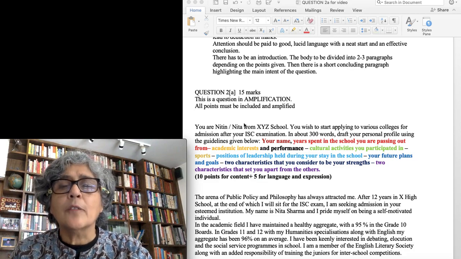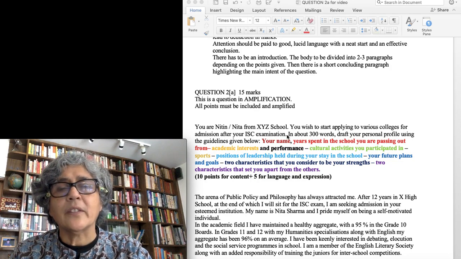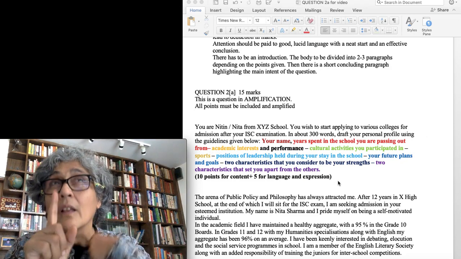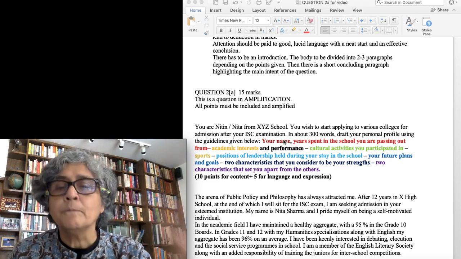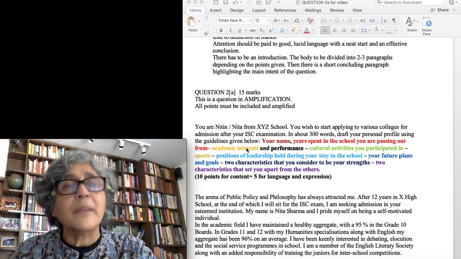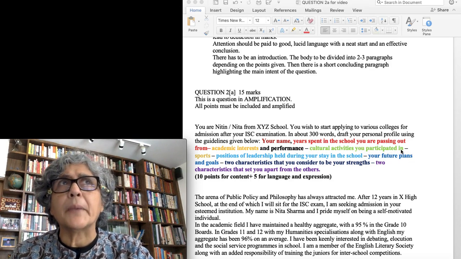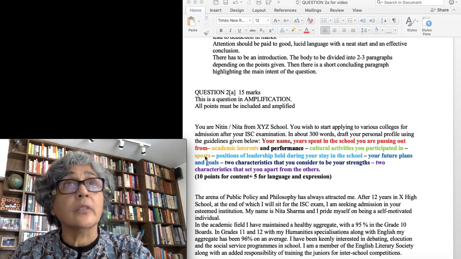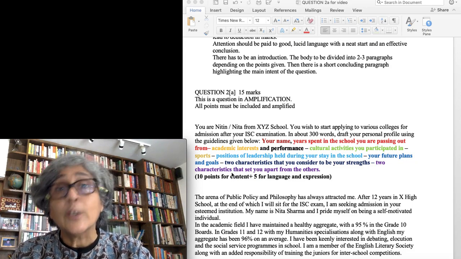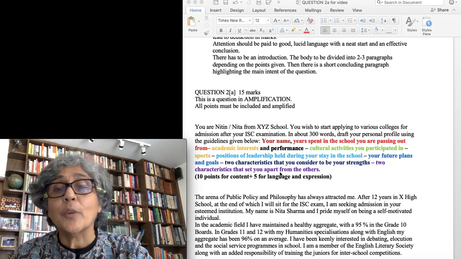You are Nitin or Nita from XYZ school. You wish to start applying to various colleges for admission after your ISC examination. In about 300 words, draft your personal profile using the guidelines given below. I have color coded it for a purpose. Let's go through it. Your name and the years spent in the school you're passing out from, 10 years, 12 years. Academic interests and performance, so not just your interest, but also performance. Cultural activities you've participated in. Sports. Positions of leadership held during your stay in school. Your future plans and goals, that's important. Two characteristics that you consider to be your strengths, and two characteristics that set you apart from the others.